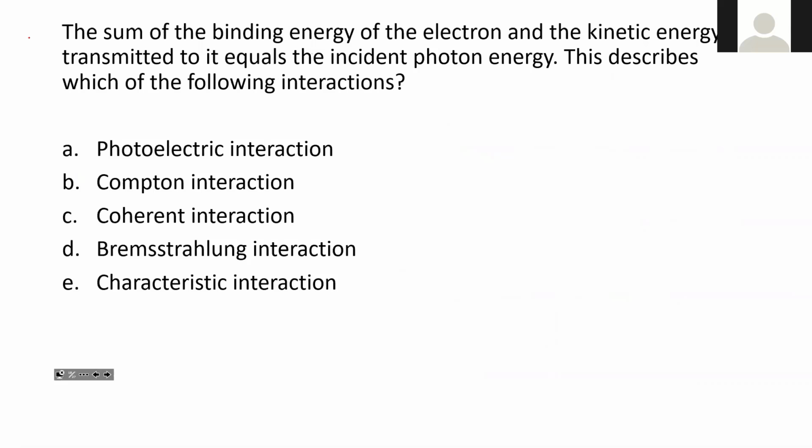Oh, I just did that one. The sum of the binding energy of the electron and the kinetic energy transmitted to it equals the incident photon energy. That's photoelectric.